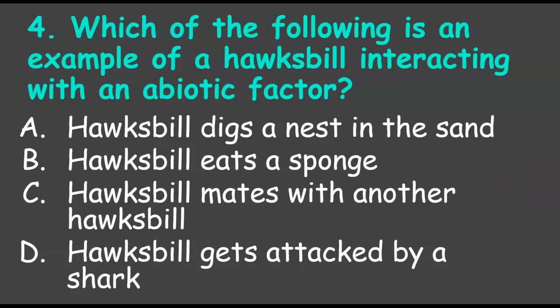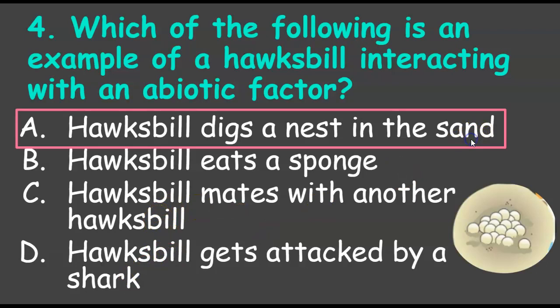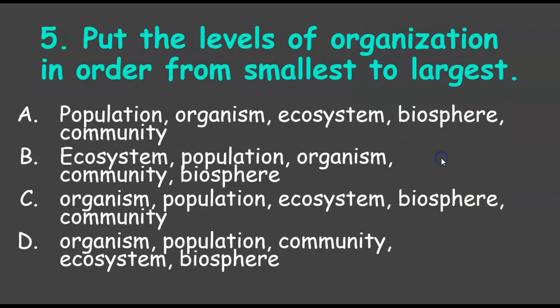Which of the following is an example of the hawksbill interacting with an abiotic factor? Is it when it digs a nest in the sand, eats a sponge, mates with another hawksbill, or gets attacked by a shark? There's only one that is abiotic, that's not living. Sponges are living. Another hawksbill is living. A shark is living. Sand is not. So when it digs a nest in the sand, it is interacting with an abiotic factor.